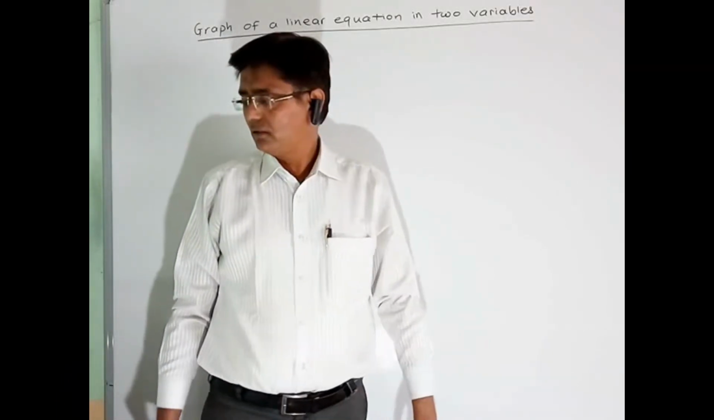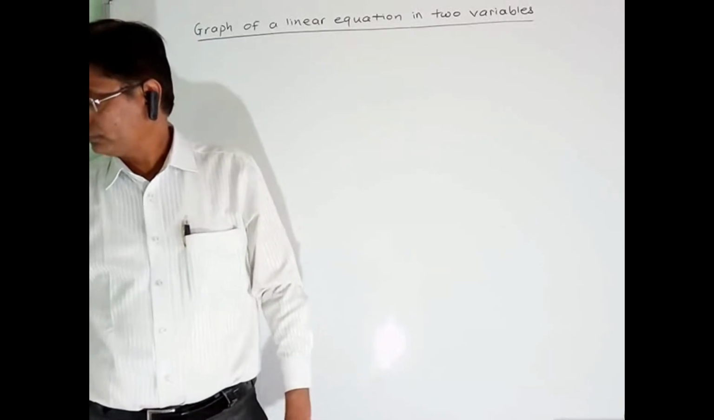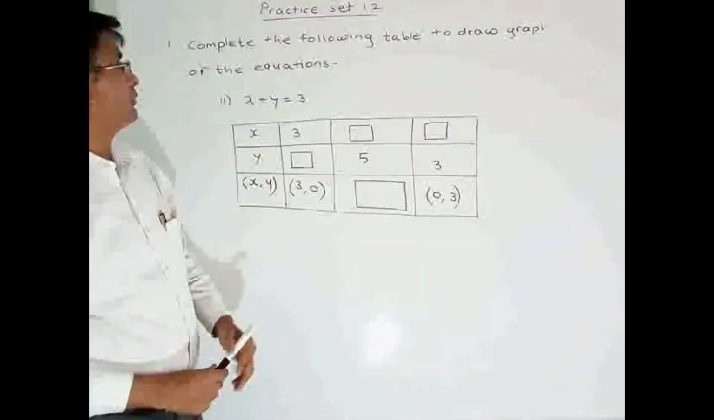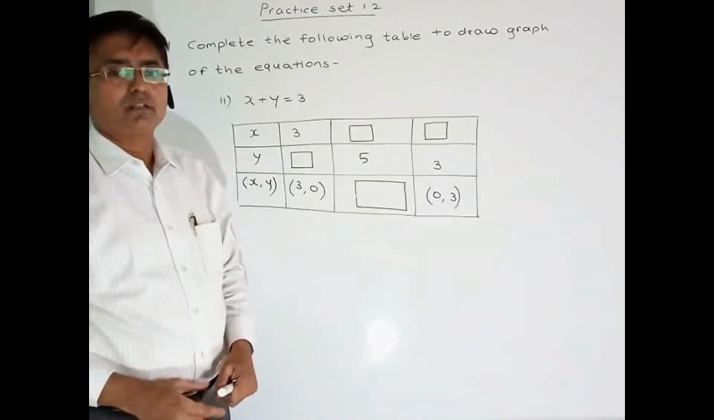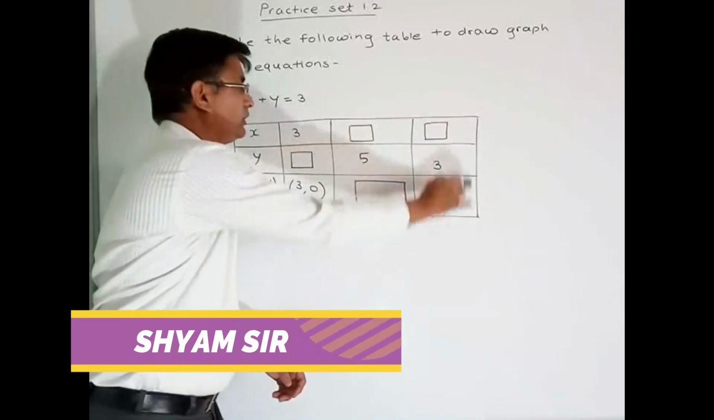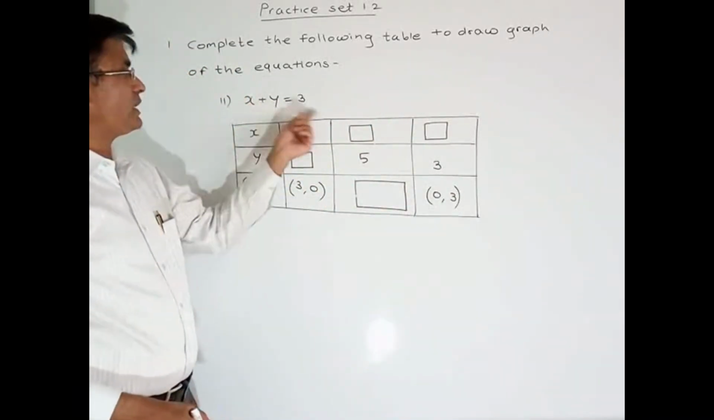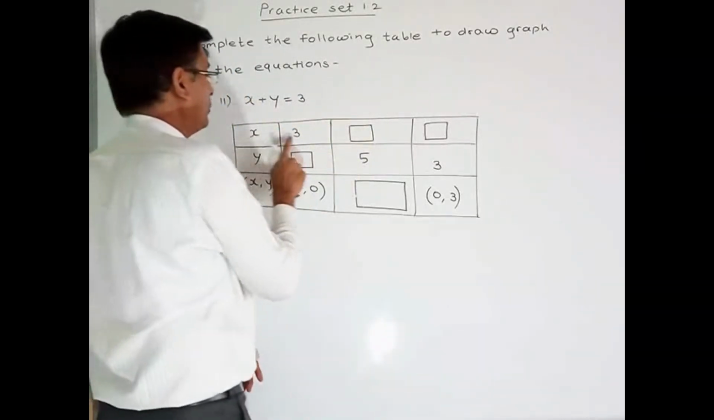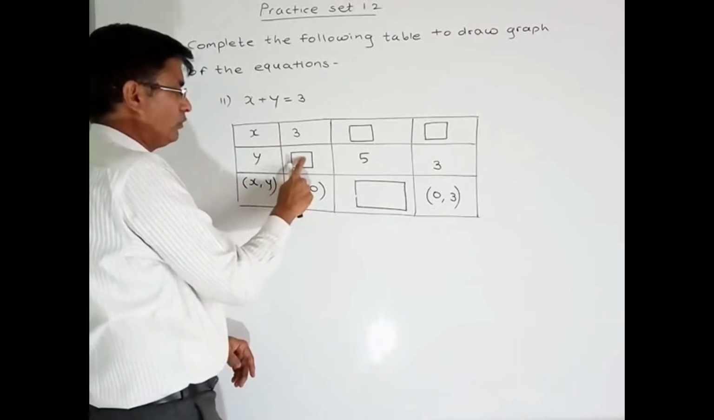Now we'll see the practice set 1.2. Practice set 1.2. Complete the following table to draw graph of the equations. You will have to complete the table only. Do not draw graph here. Equation is x plus y is equal to 3. And this is the table. Value of x is given, that is 3. Value of y, you will have to find.